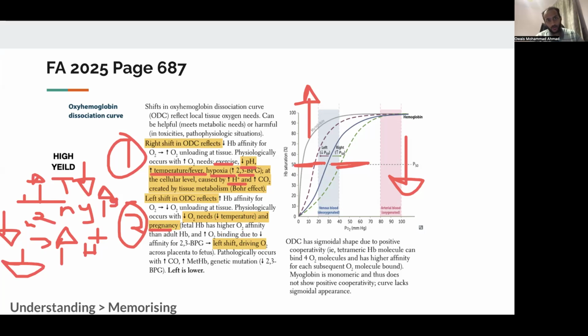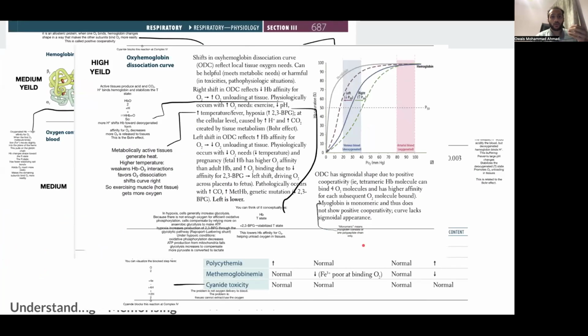The oxyhemoglobin dissociation curve is a sigmoid shape, and there's going to be positive cooperation of the tetrameric hemoglobin, four molecules are highly affinitive, more subsequent O2 molecule bonding. Myoglobin is monomeric and has no positive cooperation, therefore would lack the sigmoid curve.